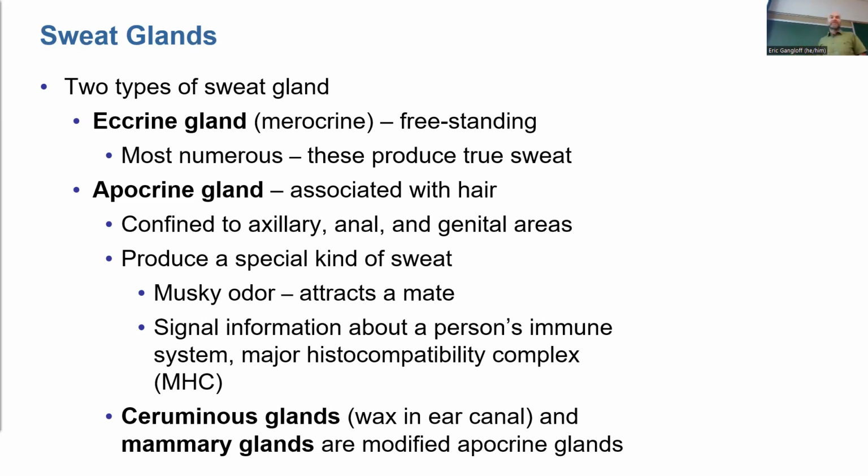Ceruminous glands produce wax in your ear canal. That's important for filtering out stuff from getting into your ear. And mammary glands are modified apocrine glands that produce milk in mammals. And so they are structurally and developmentally related to those apocrine glands, which is kind of interesting.